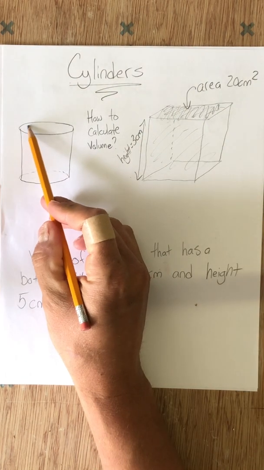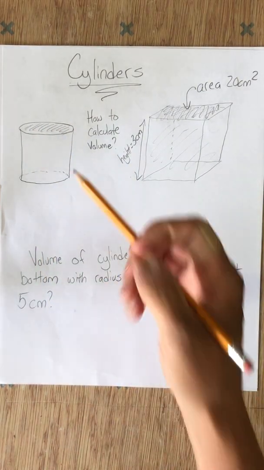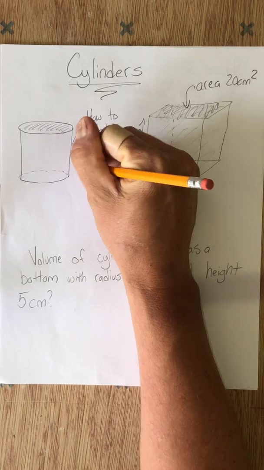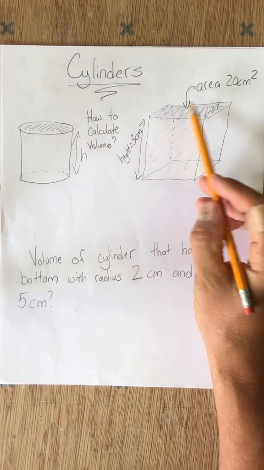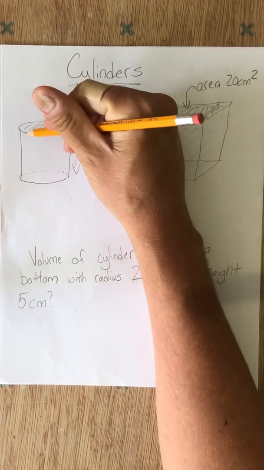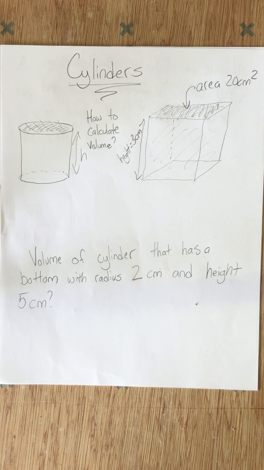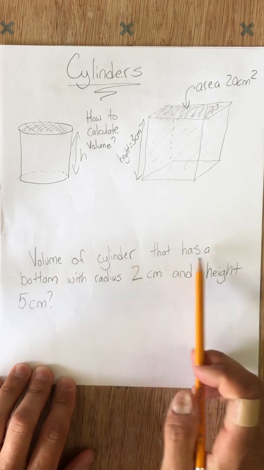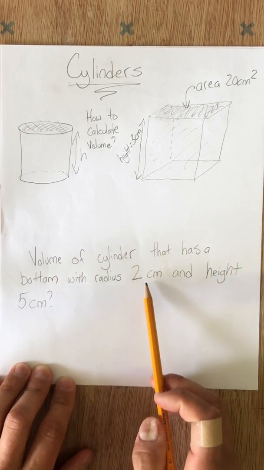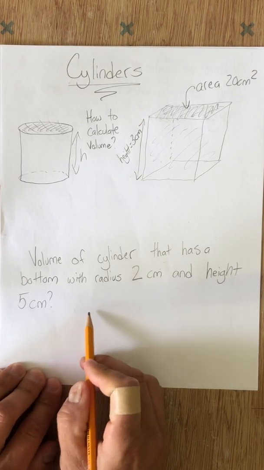We're going to find the area of the top or the bottom, and then multiply that by the height. The only difference now is that we're not finding the area of a rectangle, we're finding the area of a circle. And good thing we've already practiced, and you guys have shown me that you know how to find the area of circles. So let's do an example here. Say we have a cylinder that has a bottom with radius of 2 centimeters and height 5 centimeters. Okay, so that looks something like this.